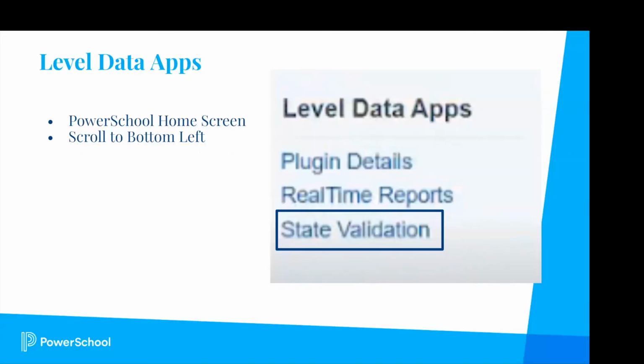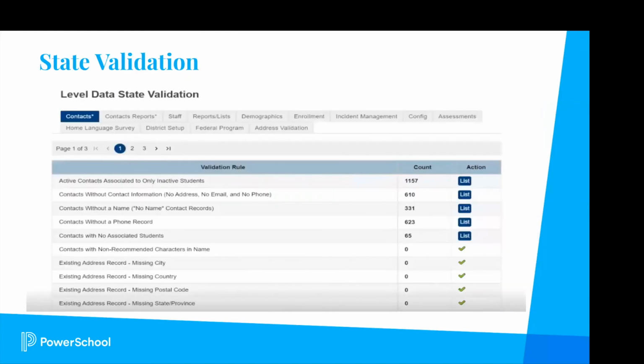Now, another great way to make sure that you don't have any errors is called Level Data Apps. If you go to your start page in your PowerSchool, and you go all the way down to the left-hand corner, it says State Validation. If you select that State Validation hyperlink there, you will have several tabs that will appear. Pretty much what these tabs are doing, they're showing you any errors that you have in PowerSchool.